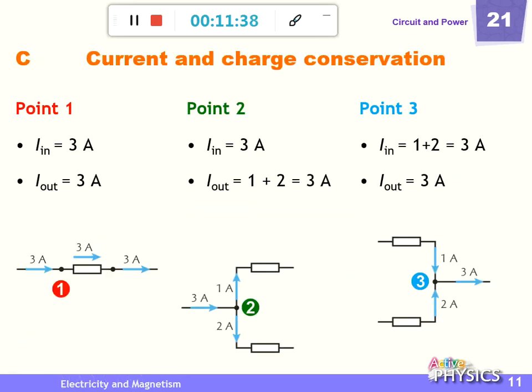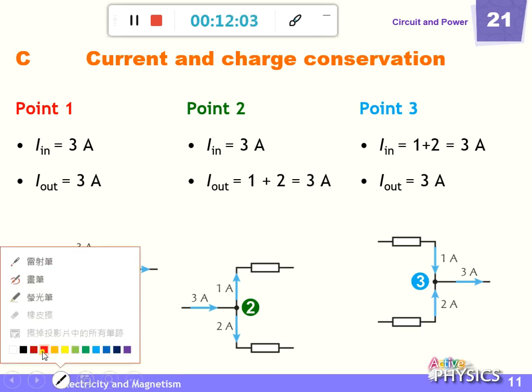Okay, part C, current and charge conservation. Now look at this. Current, you know it. It is the flow of charge. What is charge conservation? Conservation means that charge will not be created or destroyed. We will keep the same amount.